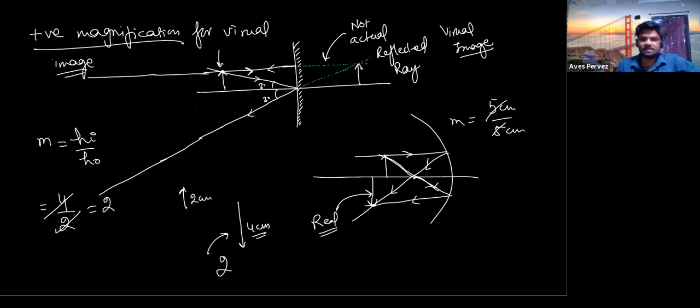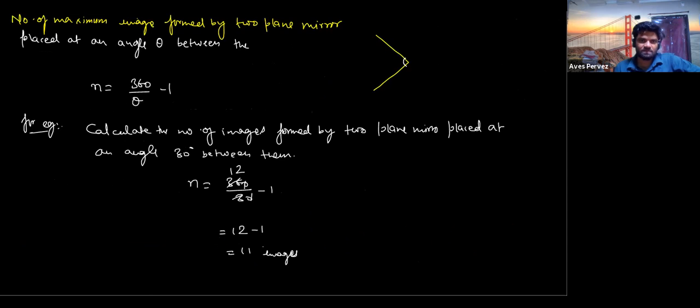Now, the maximum number of images that can be formed when two plane mirrors are inclined at some angle. This is one plane mirror and this is another, and these two plane mirrors are inclined at some angle. The number of images is given by n equals 360 upon theta minus 1. I am writing this here just for competitive exams.